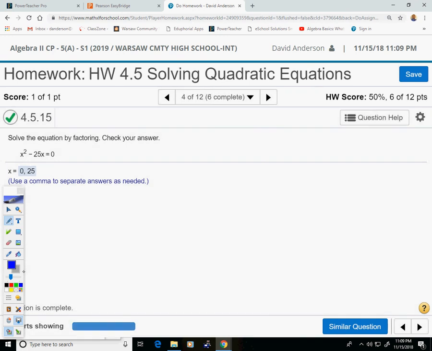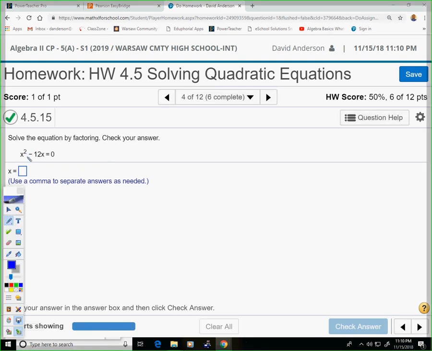Problem 4, solve the equation by factoring. Okay, so the first thing, when you inspect a quadratic, check for anything that you can factor out. Look for numbers or letters that the two terms or three terms, however many terms you have, have in common. Here they have an x in common, so I can factor that out. Take an x out of x squared, I'm left with just x. Take an x out of negative 12x, I'm left with just negative 12. That's distributing in reverse when you factor out.